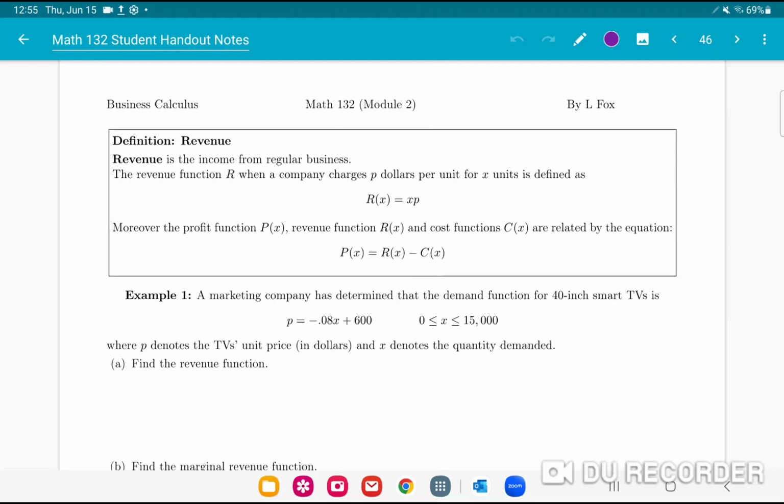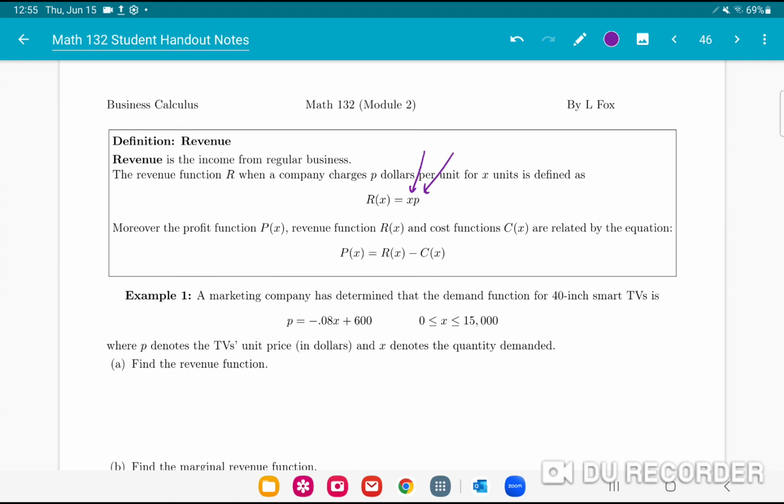The next one, so we remember when we talked about the price, we have the price function is a function of unit x, so price per unit. Now if you want to calculate the revenue, it is the price multiplied by the number of units sold. So say you're selling x units, each for a price of p.